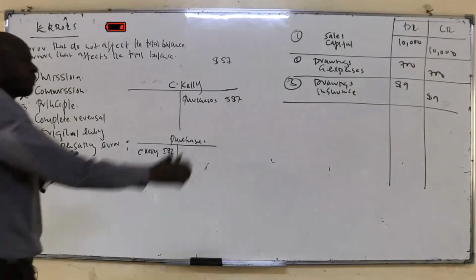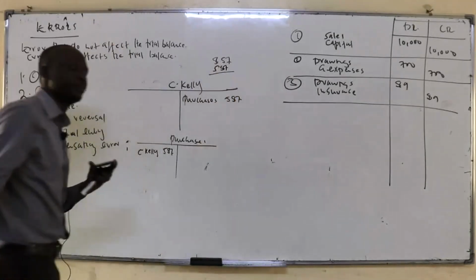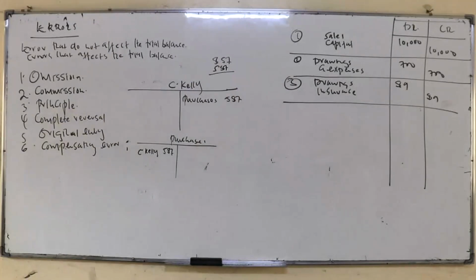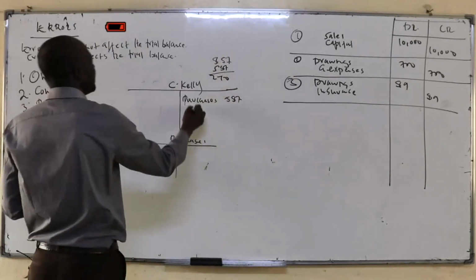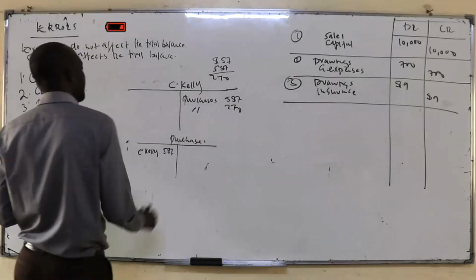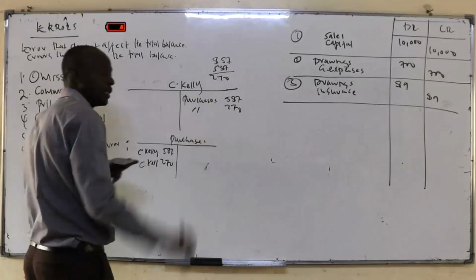So we take the difference. We take the difference of 587. So the difference is how much? 270. So we increase that amount by 270. So we write here purchases 270. And then here we write here C. Kelly 270 in order to make it 857.